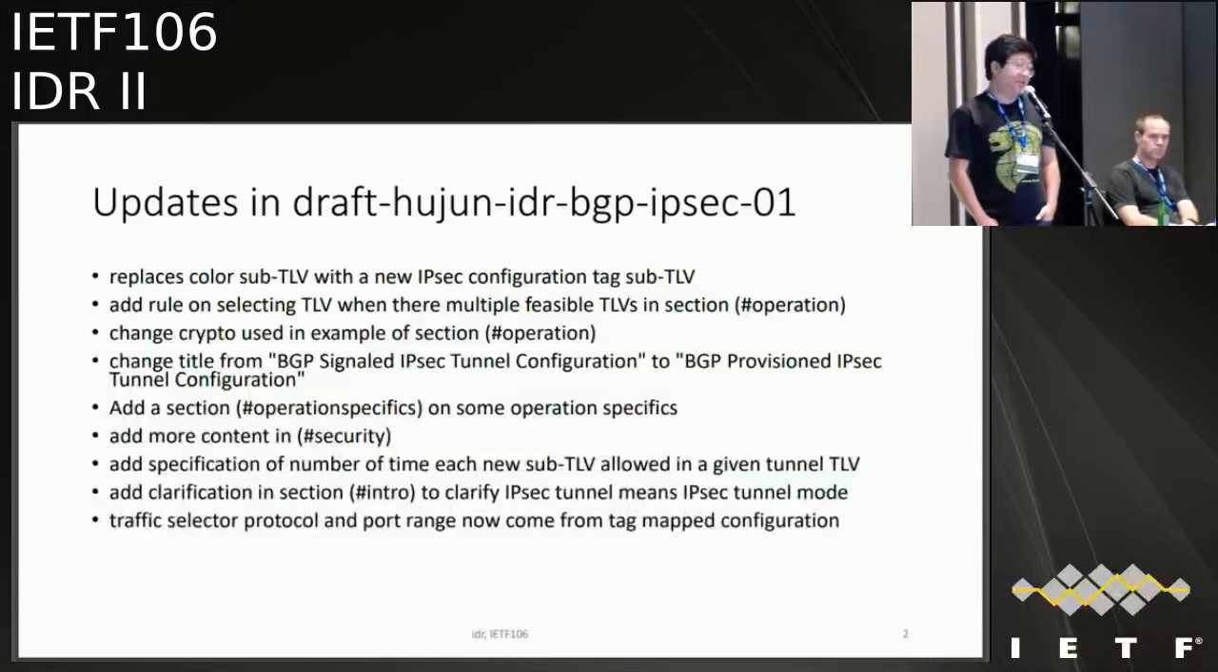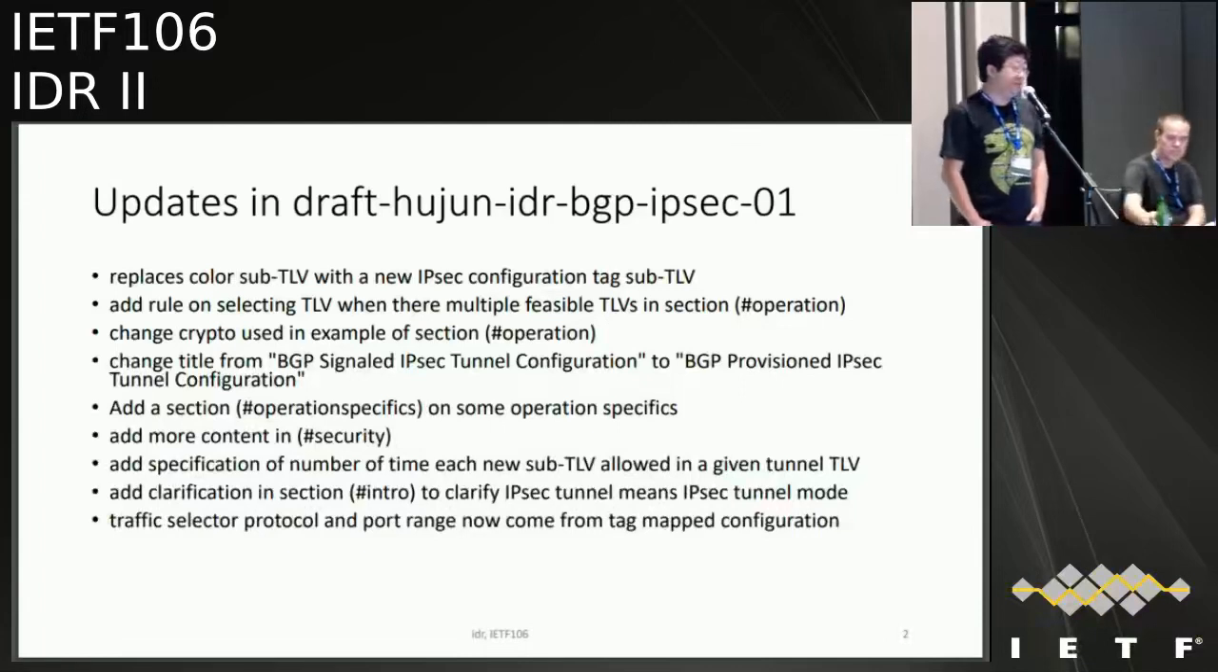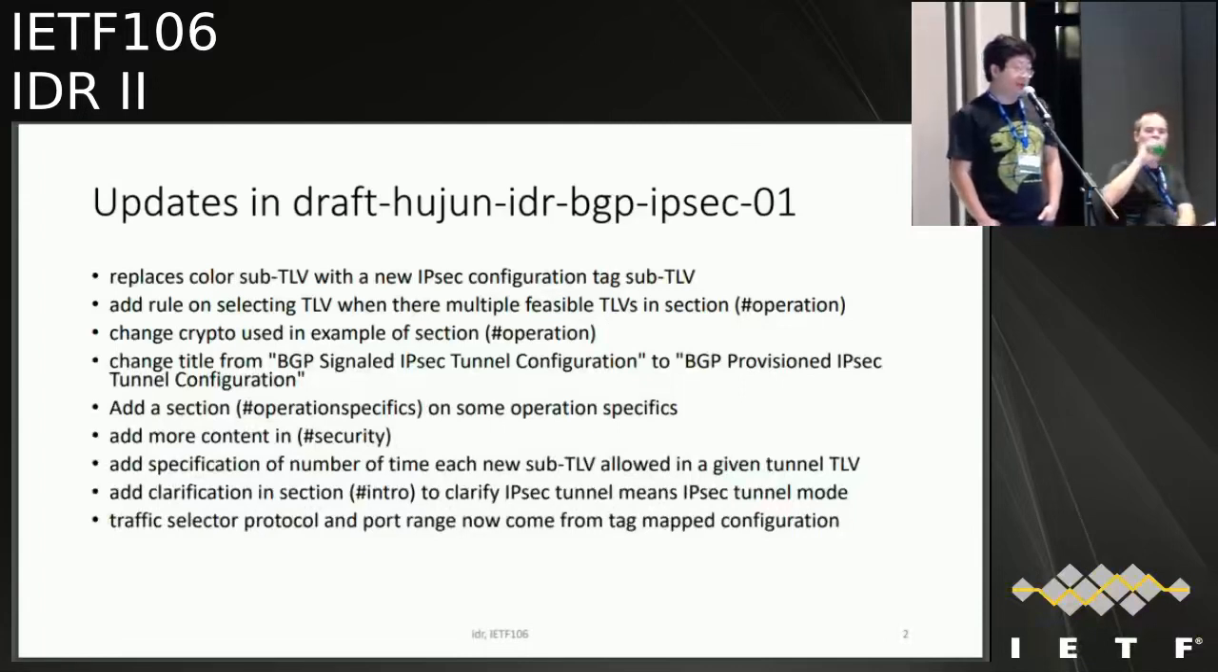It's basically that when there are multiple feasible IPsec TLVs in the update, you can choose one based on the most explicit, or we say shortest, address range match. And then the next one is pretty cosmetic: changing the crypto in the example in the draft from AES-CBC to a more modern crypto, ChaCha. So this is basically just a cosmetic change.